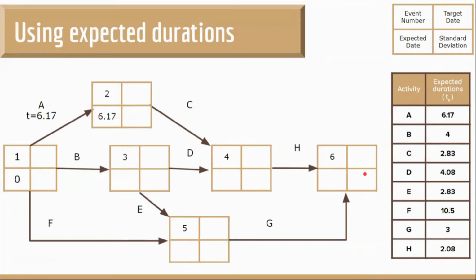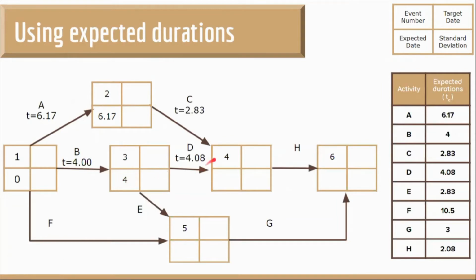Now we fill in the expected date for each of the events. Using the formula, we have calculated the expected durations for each of the activities. Now we will do it for the events. If there is only one activity before and only one path to follow, the event will have the same expected date as the activity. So event number 2 will have the expected date of 6.17. Event number 3 will have the expected date of activity B, which is 4.